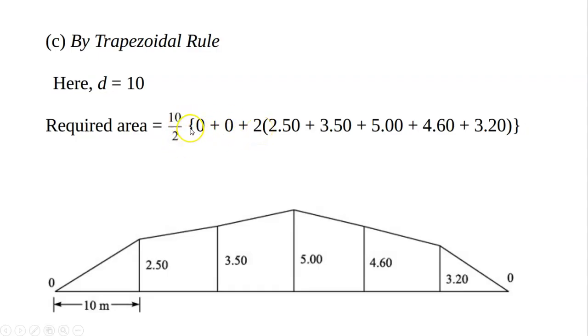Now 10 by 2 into the first offset 0, the last offset also 0, plus 2 times the summation of all the other intermediate offsets, 2.5, 3.5, 5, 4.6, 3.2. So ultimately, whenever you consider the zero offset, the formula takes care of the triangle shape here. So the required area is about 188 meter square.